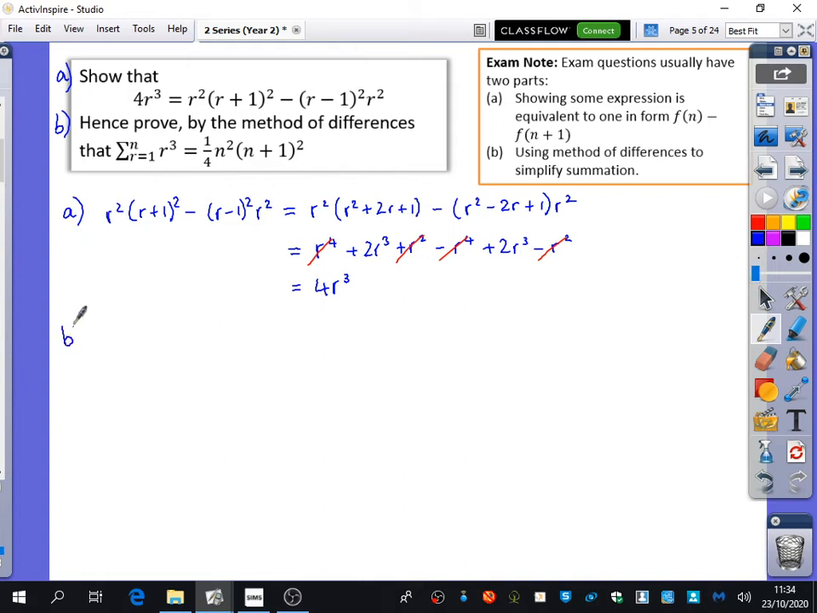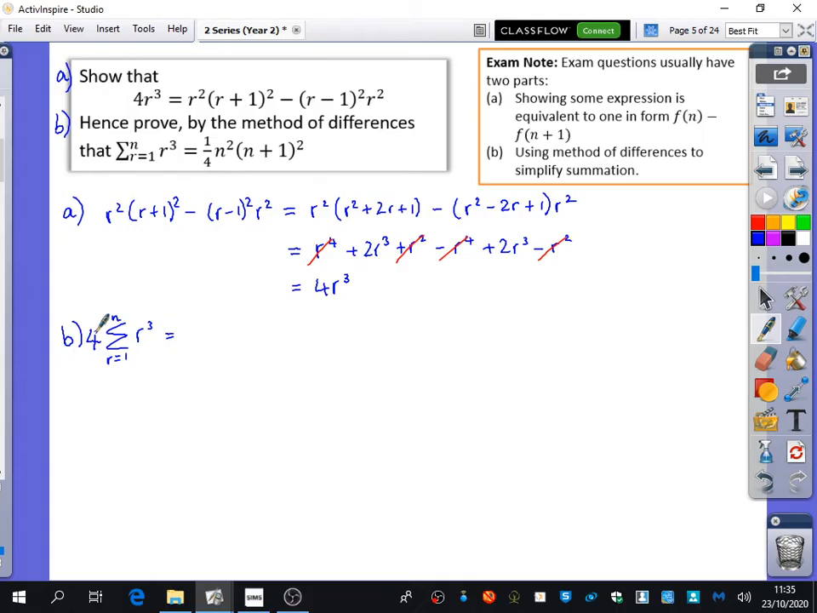And the next thing it wants us to do is prove by the method of differences that the sum from r equals 1 to n of r cubed is the thing that we already know about. But I'm not going to do r cubed. Instead, I'll work out the sum of 4r cubed, because I already know what 4r cubed is equal to. So I'm going to work out the sum of 4r cubed, and then at the end, I will just divide it by 4. You could find out what r cubed is and just keep the quarter in there if you wanted to. But I just prefer to put the 4 outside the front.